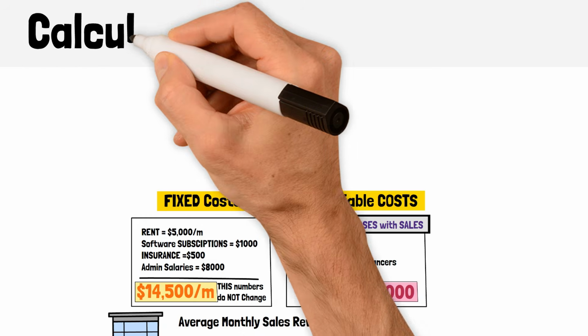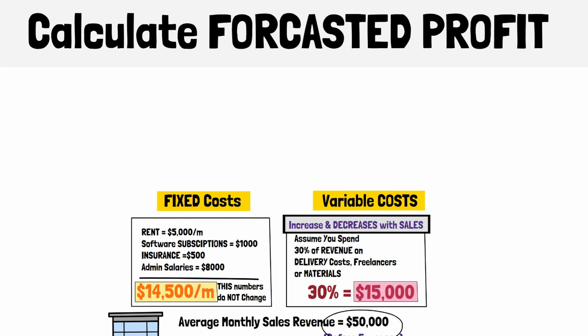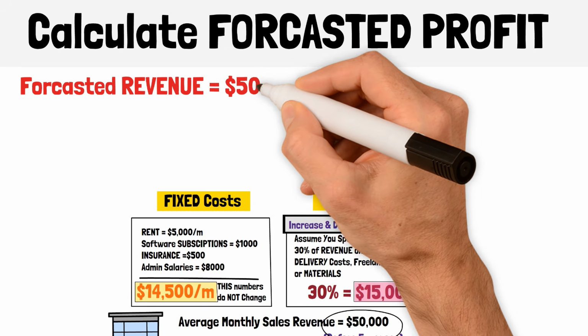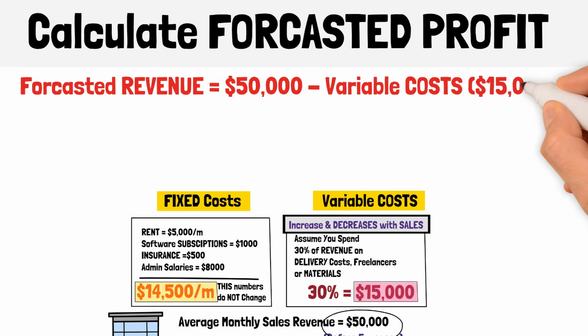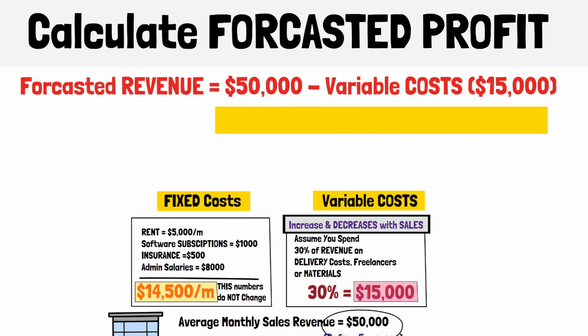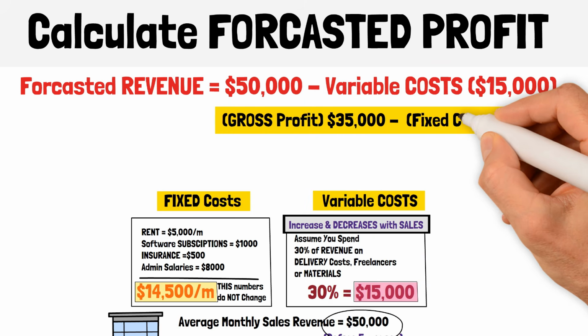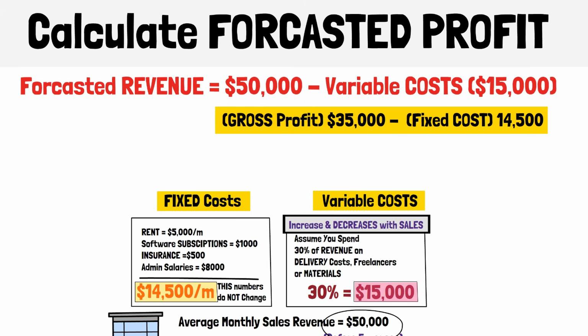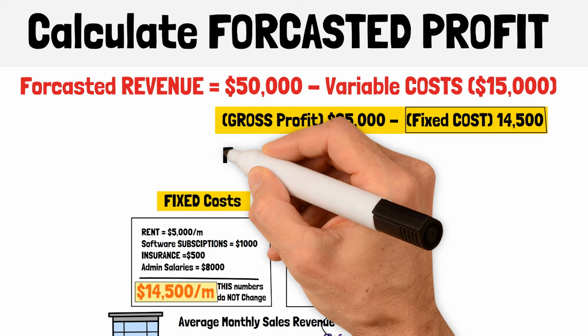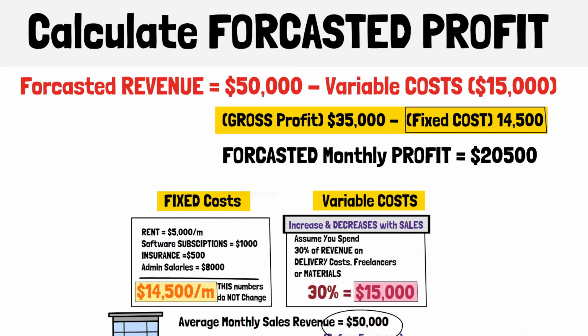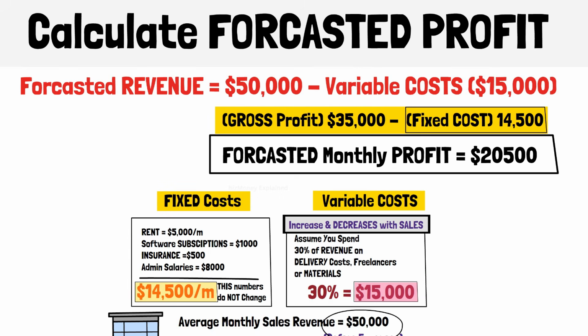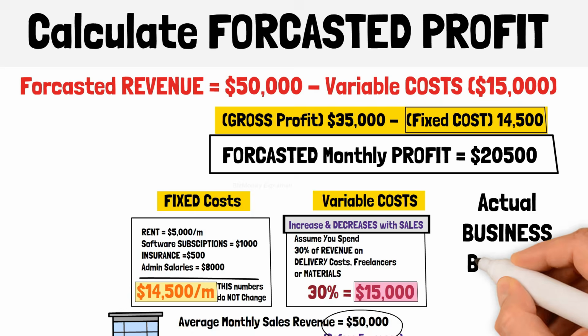Now calculate forecasted profit. Start with forecasted revenue of $50,000. Subtract variable costs of $15,000. This leaves a gross profit of $35,000. From that, subtract fixed costs of $14,500. Your forecasted monthly profit is $20,500. This number is not based on hope. It is based on actual business behavior.